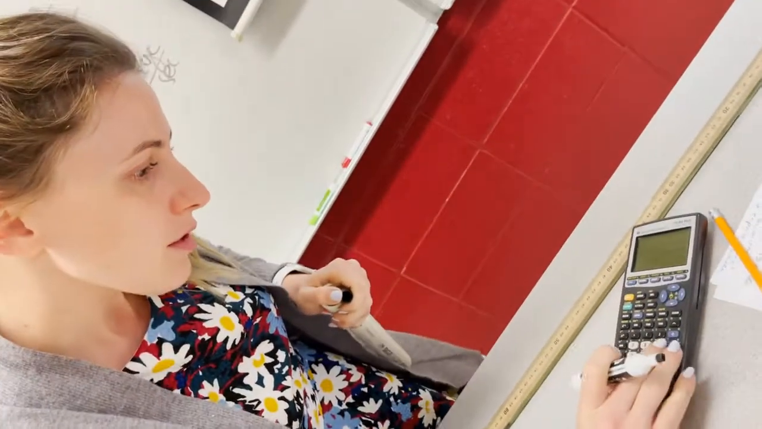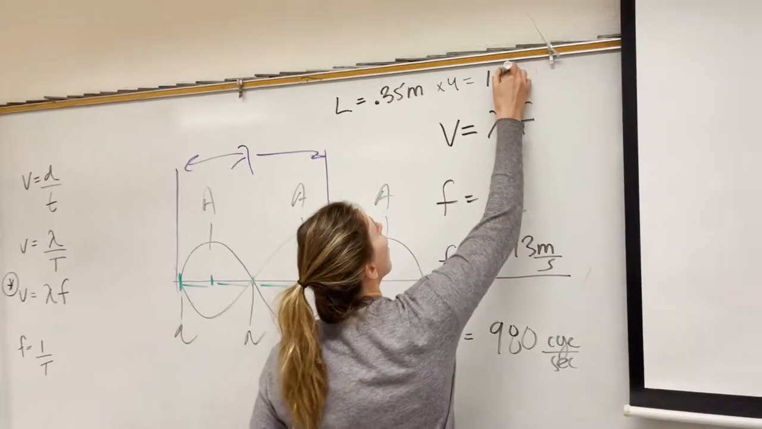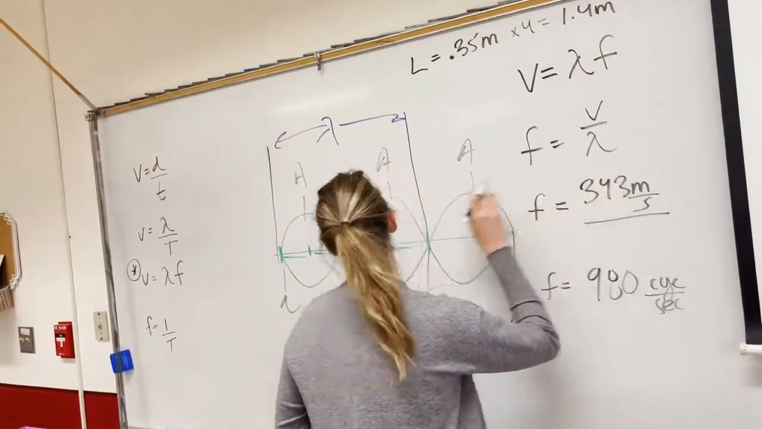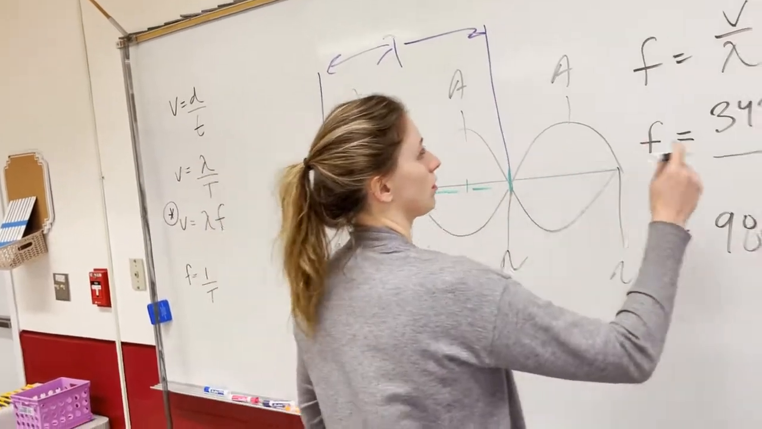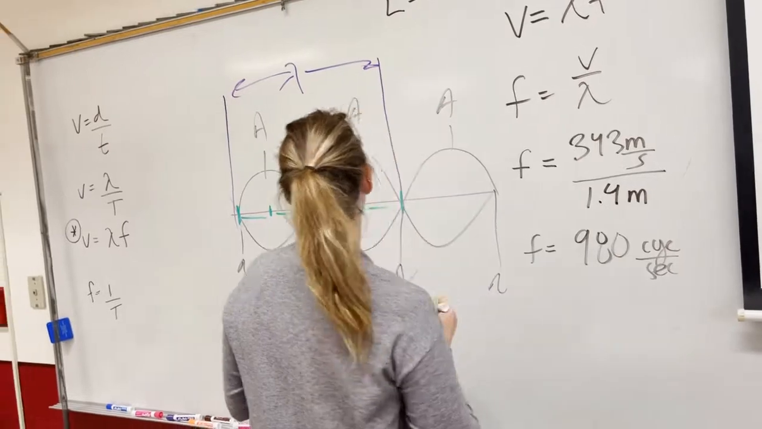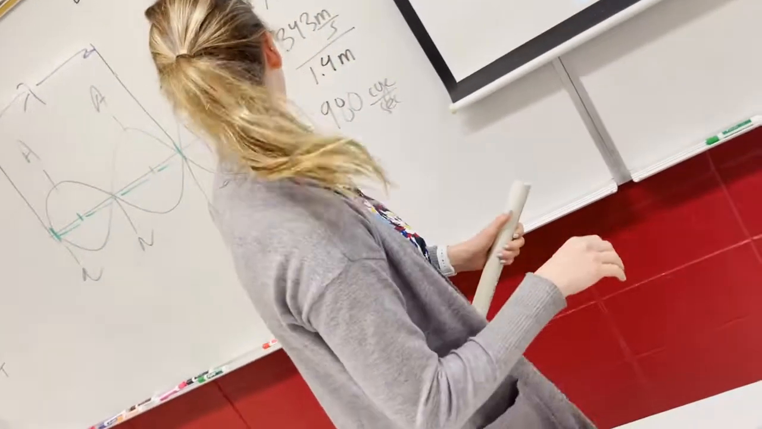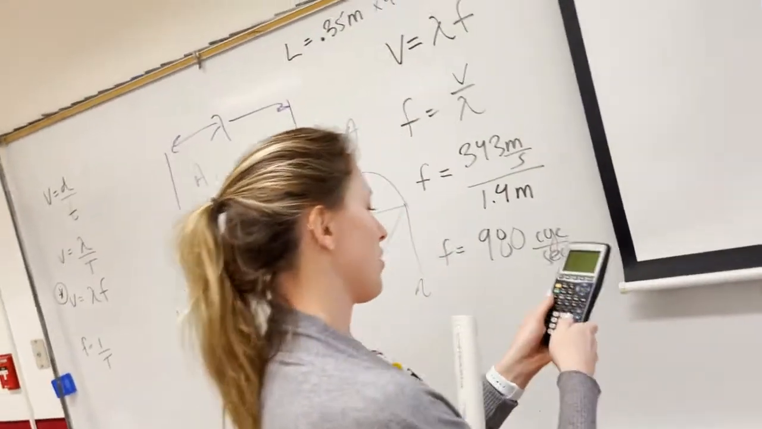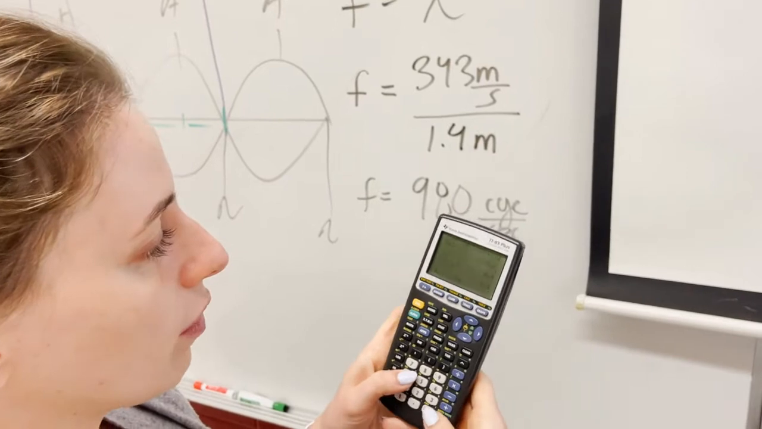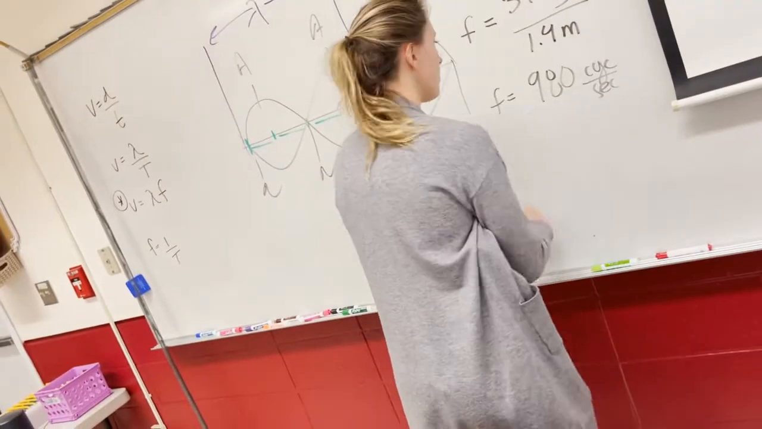0.35 times 4, and I get 1.4 meters. So 1.4 is going to be our wavelength from here to there. Do you guys understand the mistake we made and how we're fixing it? Yeah, I understand. Okay, I didn't do my math, sorry. So 343 divided by 1.4, and I get 245 cycles per second. That's a big difference.